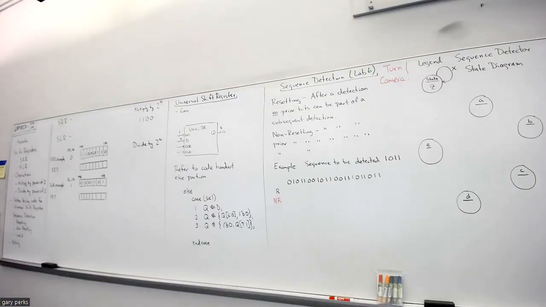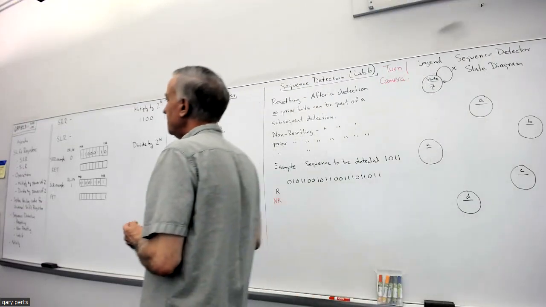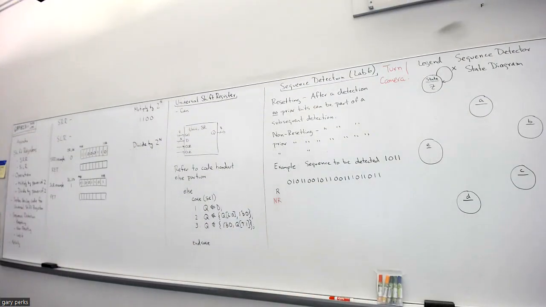Okay, so let's go ahead and get started today. First, we're going to talk about a shift register. A shift register is part of the individual final project, where you'll be designing a 4-bit multiplier. I'm going to talk about the 4-bit multiplier in detail on Tuesday of next week.